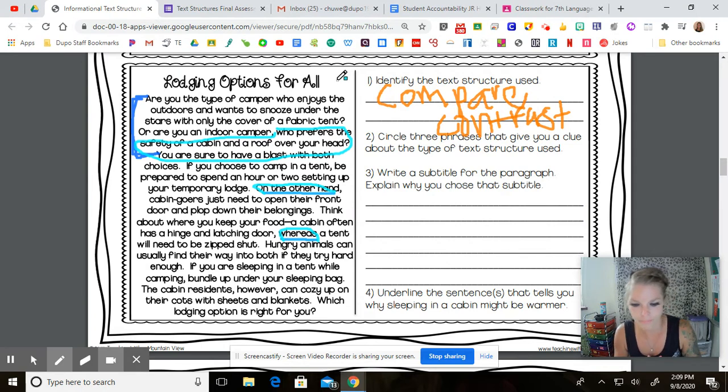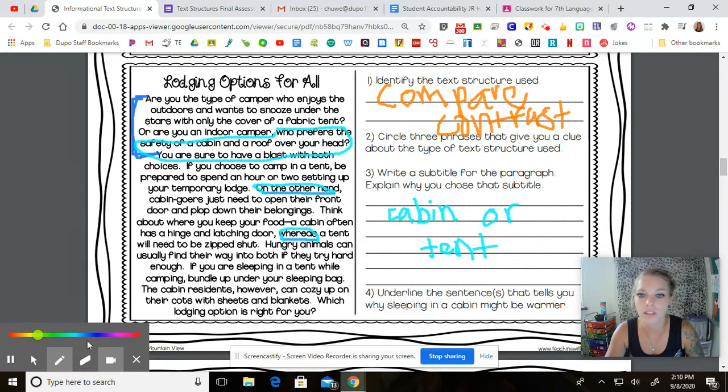I'm thinking like cabin or tent. Cabin or tent. Because basically those are the two things that they talk about. Cabin or tent. Hopefully your writing is better than mine. And then the last question here says underline the sentence that tells you why sleeping in a cabin might be warmer. I remember reading this farther down in the paragraph. Let's see. Oh, here we go. The cabin residents can cozy up on their cots with sheets and blankets.